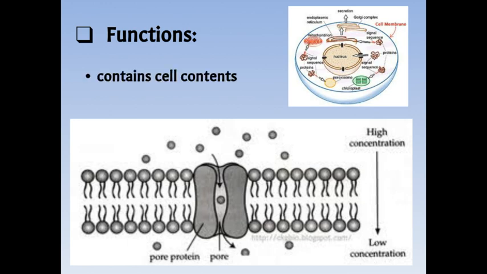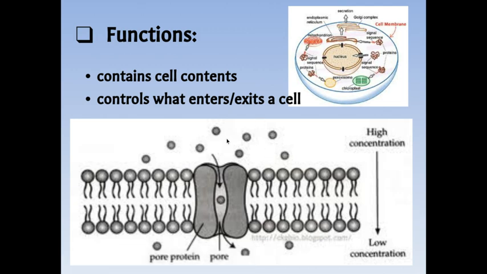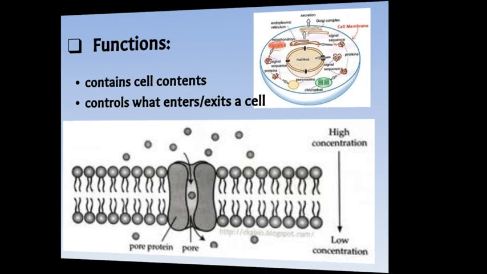Obviously, we realize that it contains the cell contents and controls what enters and exits the cell. So, you've got all of your organelles over here embedded in the cytoplasm, which we call the cytosol. And then you can see that there is a barrier between the outside and the inside of the cell. And so, there are molecules, proteins, embedded in the bilayer that allow it to control what can enter and exit the cell based on the cell's needs.